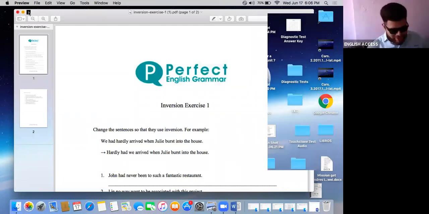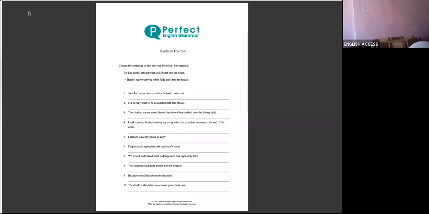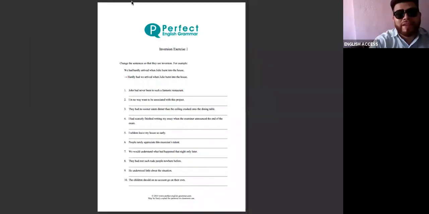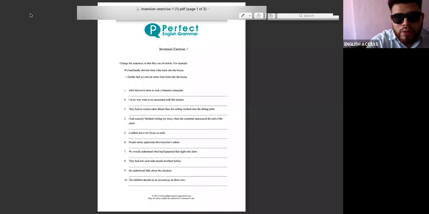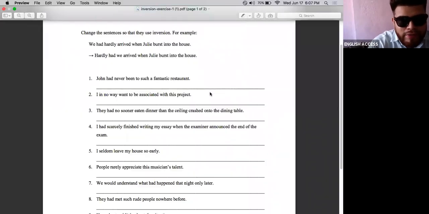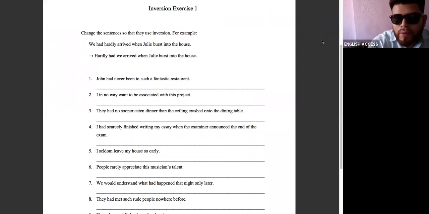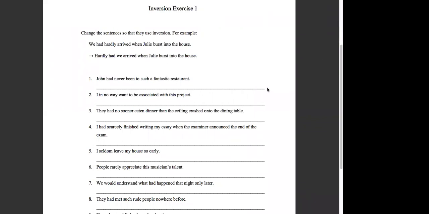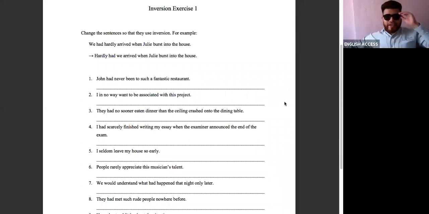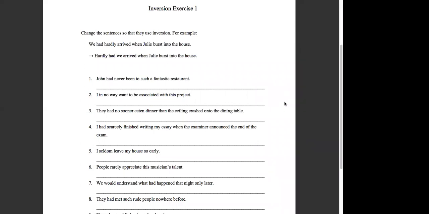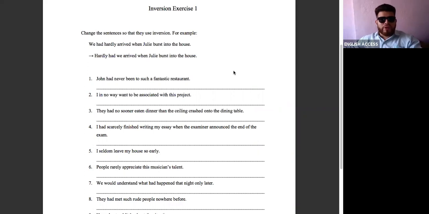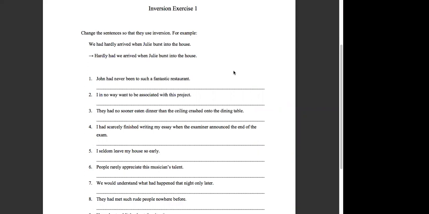Perfect English grammar. All right, all right. Can all of you see this? Yes. Welcome, Norma. Thank you, teacher. Okay, Norma, can you read the instructions, please? Change the sentences so that they use inversion.